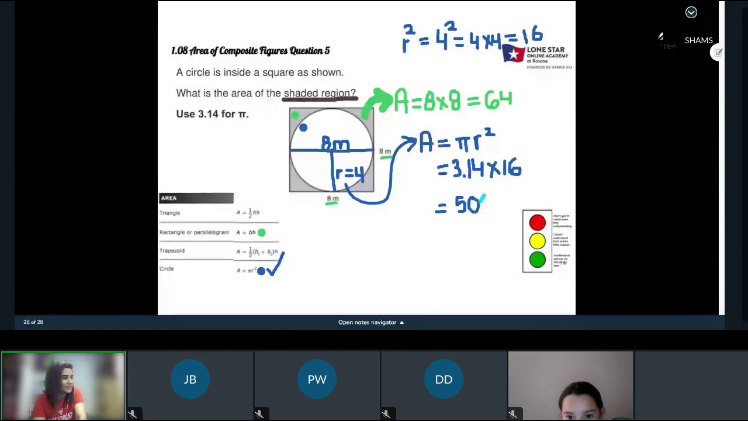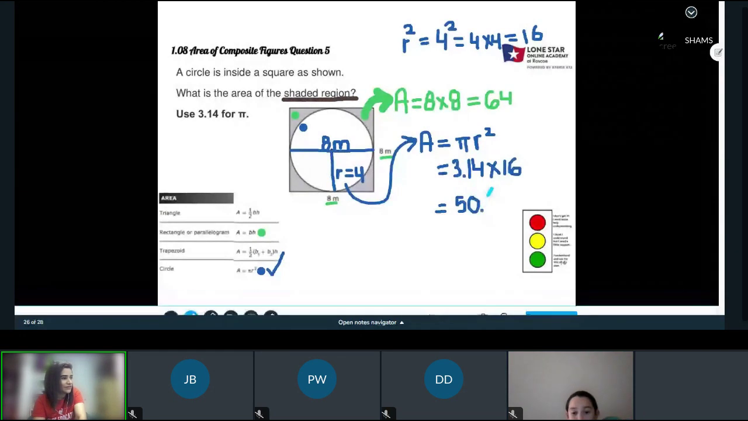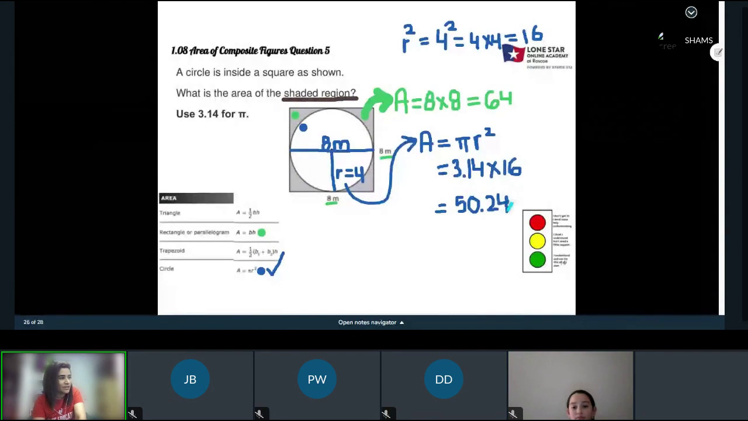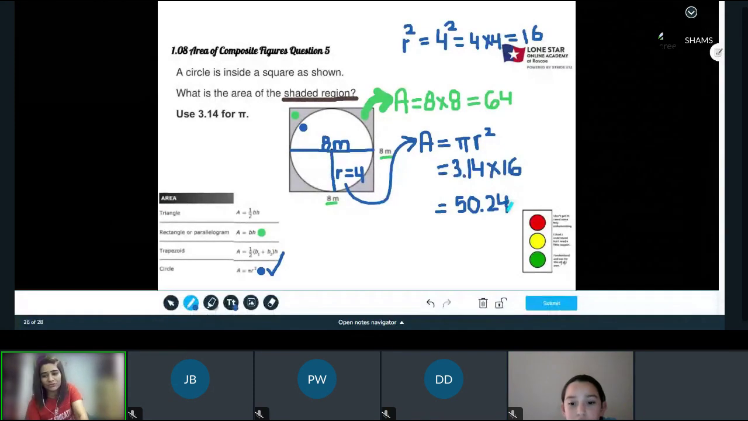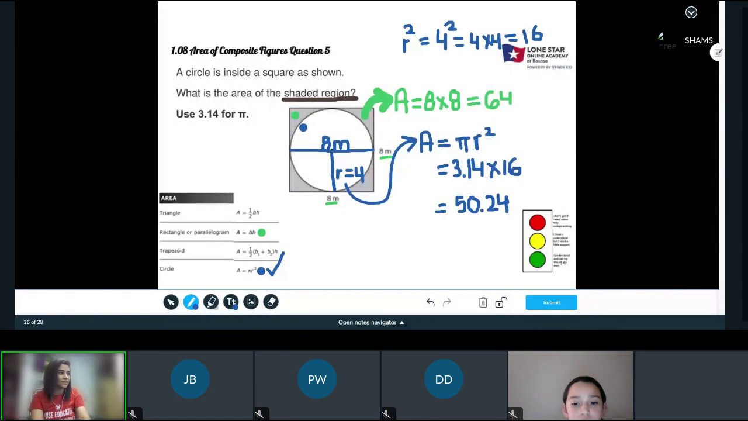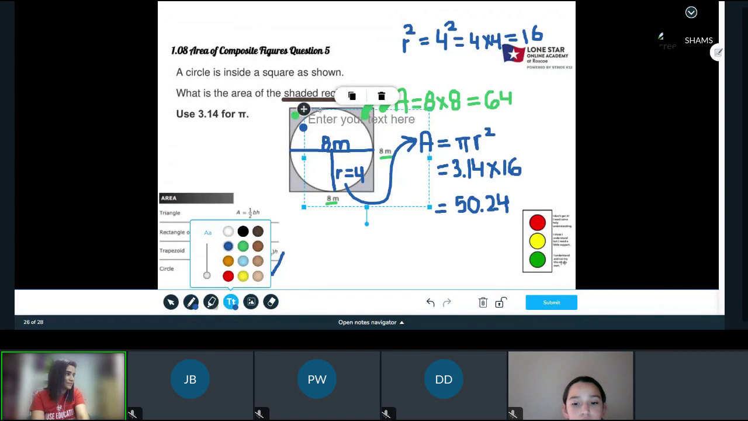Then from here, I still need the shaded region. I have area of the circle, I have area of the square. One more step to find area of the shaded region. Remember, circle is not included, right, in the shaded region. So it has to be subtracted.